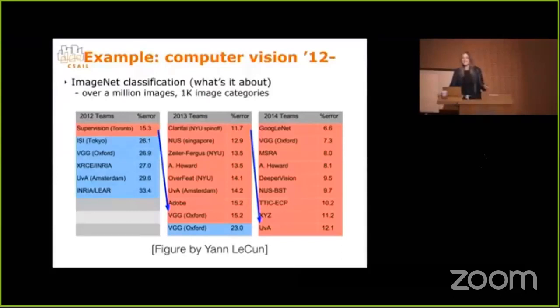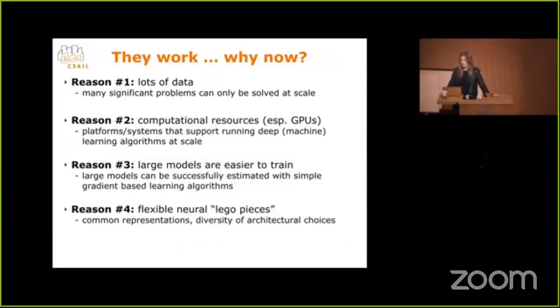And again, the same pattern is repeated the next year, when we see that the top performance in 2013 becomes the bottom performance in 2014. So we can really see that these complex models with millions of parameters are really driving the performance and solving tasks which previously were considered very hard and unsolved. So the question that people ask: what happened?